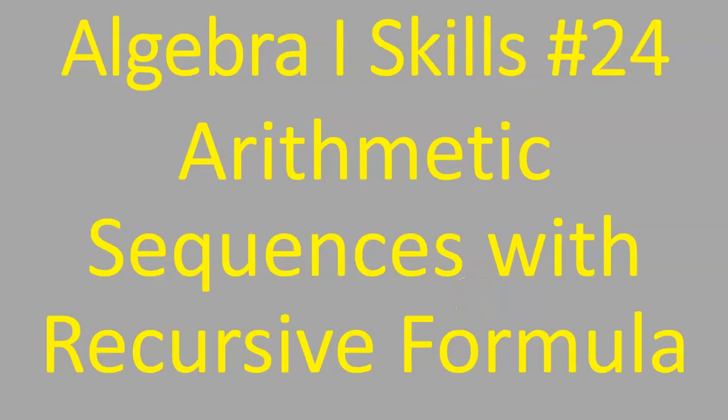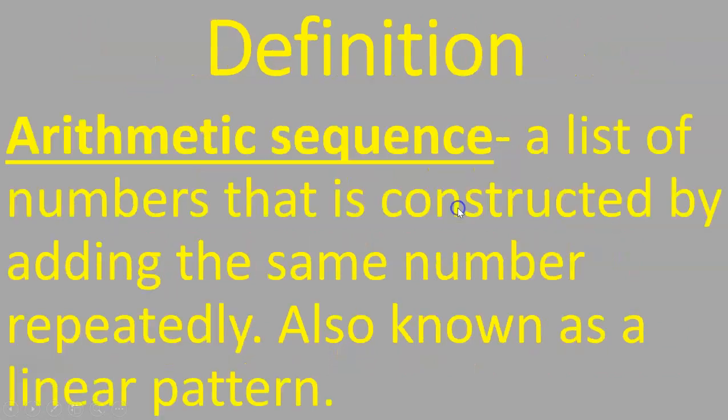Algebra 1 skills number 24, arithmetic sequences with recursive formulas. So again, an arithmetic sequence, you probably know by now, is a list of numbers that is constructed by adding the same number repeatedly. It's also known as a linear pattern.